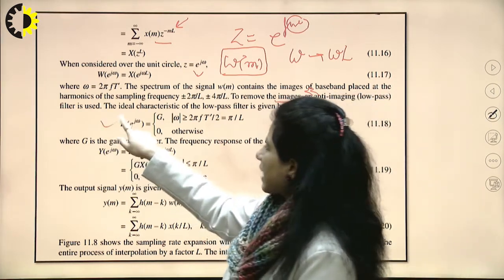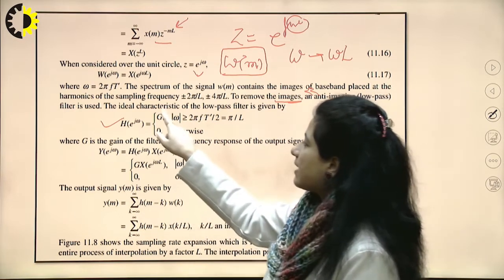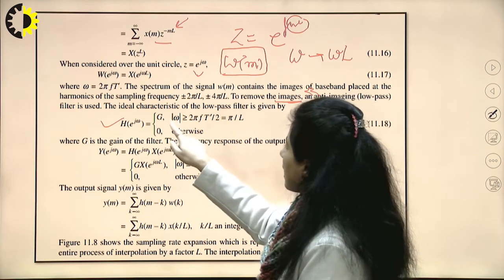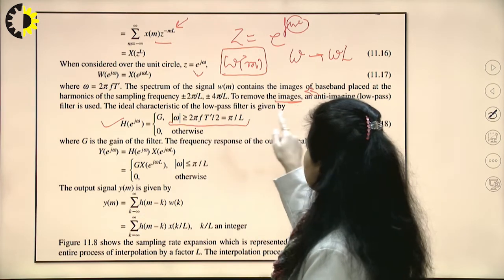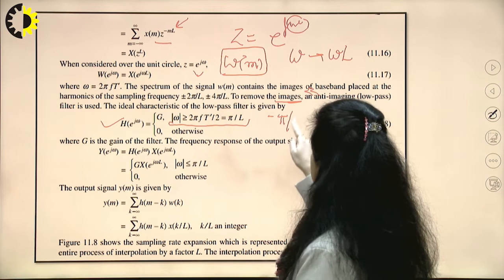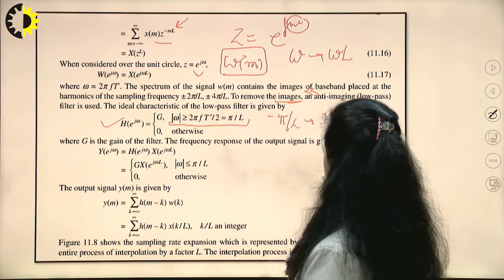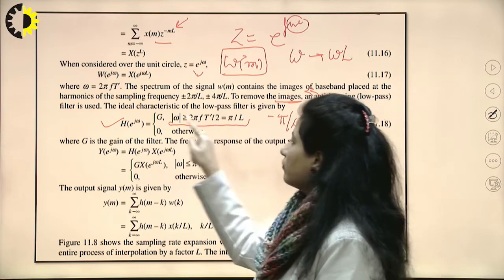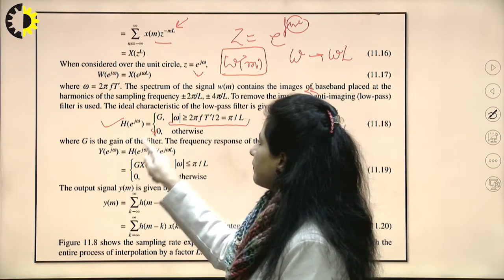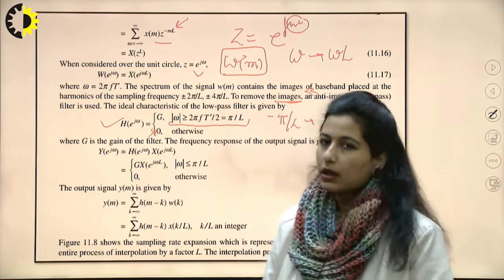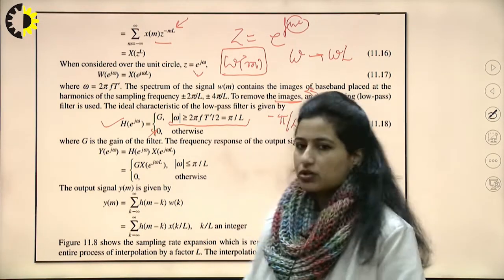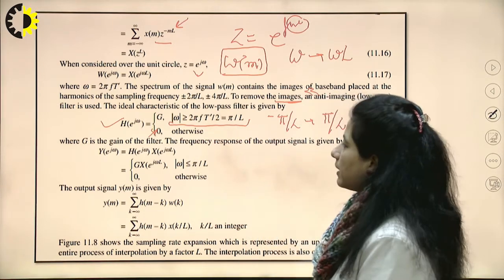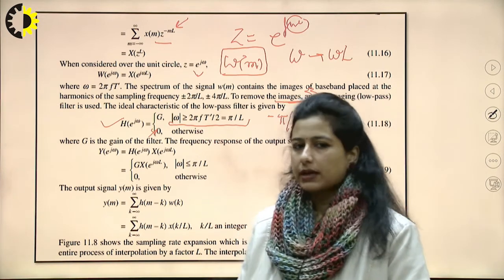And this filter would have a spectrum where it would have a gain of G, which can be any value as per requirement. The gain would lie in the frequency band minus pi by L to pi by L. So only frequencies within this band would be amplified and all other frequencies would be attenuated. So the concept of images that we are talking about, that multiple images of the signal are being created, they would be filtered out from the interpolated signal.